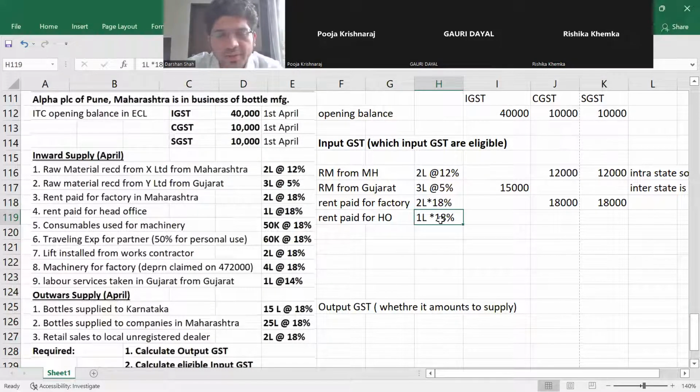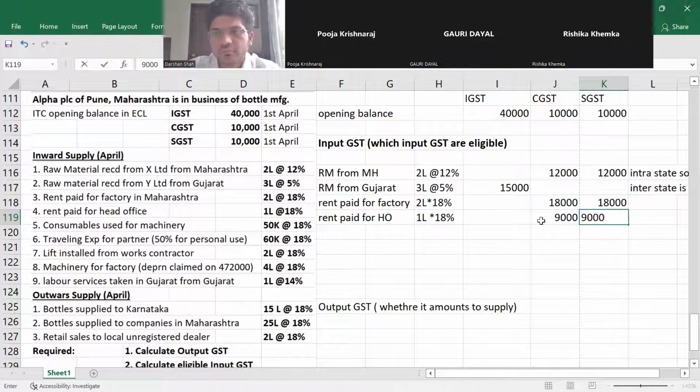So don't think what is eligible. Just think what is ineligible. Just think whether some of this fall under ineligible. If it does not fall under ineligible, then by default, we'll have to take it. Okay. 1 lakh into 18%. IGST or CGST, SGST? CGST and SGST, because the head office is in the same state. So 18,000 divided by 2, so 9,000. So these first four all were eligible.